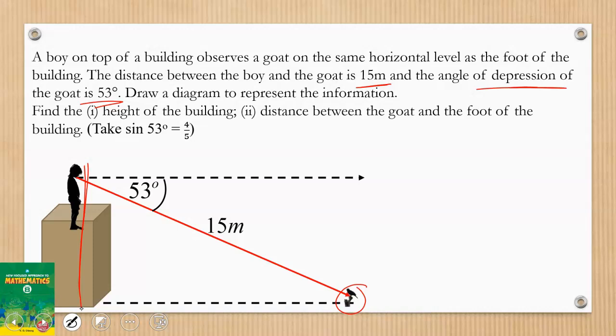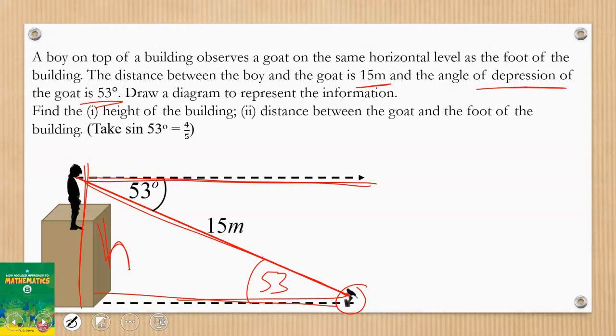Now, remember we've done what we call alternate angles. So if you look at alternate angles, then this line and that line are parallel, so the angle will alternate here. So 53 can be put here. You get it? Good. Now, because we want to find the height of the building, including the boy, let's take that as our h.